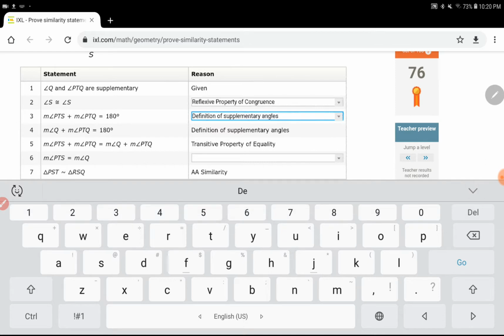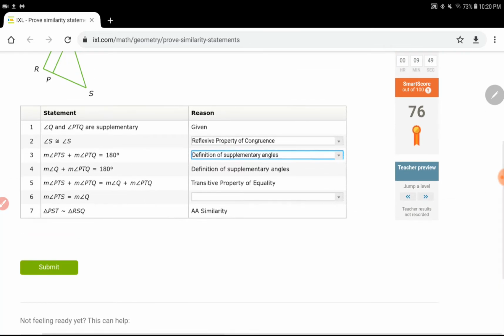Okay, let's get rid of the keyword. Done. Now, there is one more thing that we need to figure out in step 6. So it says the measure of angle PTS equals the measure of angle Q. So let's see why we can end up with that one. If you look at step 5, do you see anything that you can cancel out, such as PTQ on each side? When you subtract PTQ from both sides, you're going to end up with step 6.